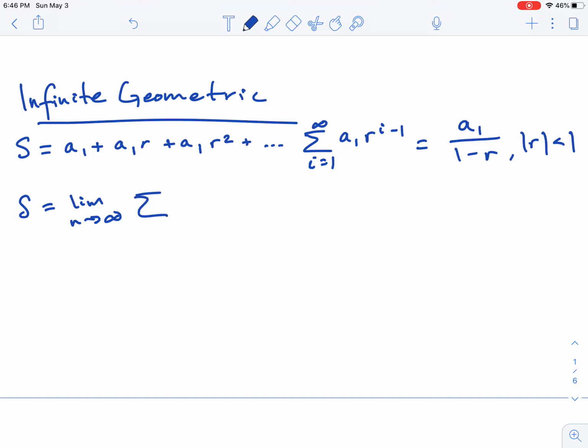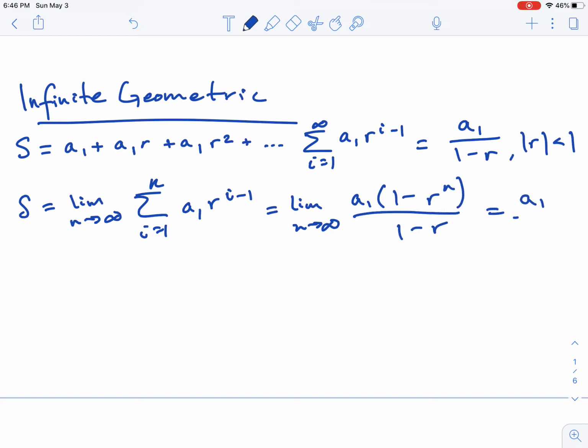We can say it's the limit as n approaches infinity of the sum, now we're going to use n as our upper index, I is equal to 1, of a sub 1 times r to the I minus 1, so effectively what we just had in the previous step, and we can just rewrite this as such. And we're not doing anything different here. We're just incorporating limit notation now into this idea of an infinite geometric series.